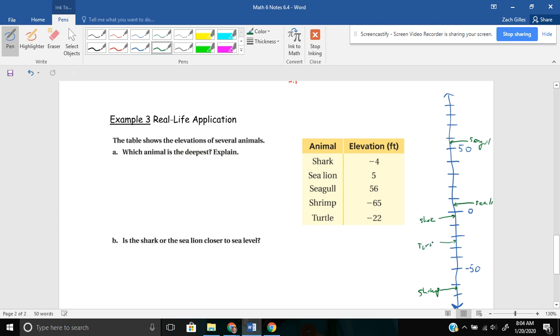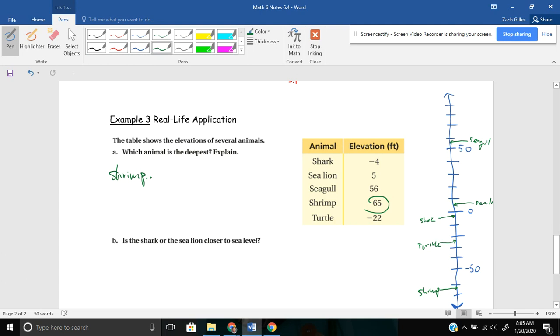So turtle. All right, 1, 2, 3, 4, 5 things are graphed there. It asks which animal is the deepest and explain. Well, by making a vertical number line, it makes it really easy to tell which one of these is the deepest. And that is represented by the lowest number on the number line, which in this case is -65, which is the shrimp.